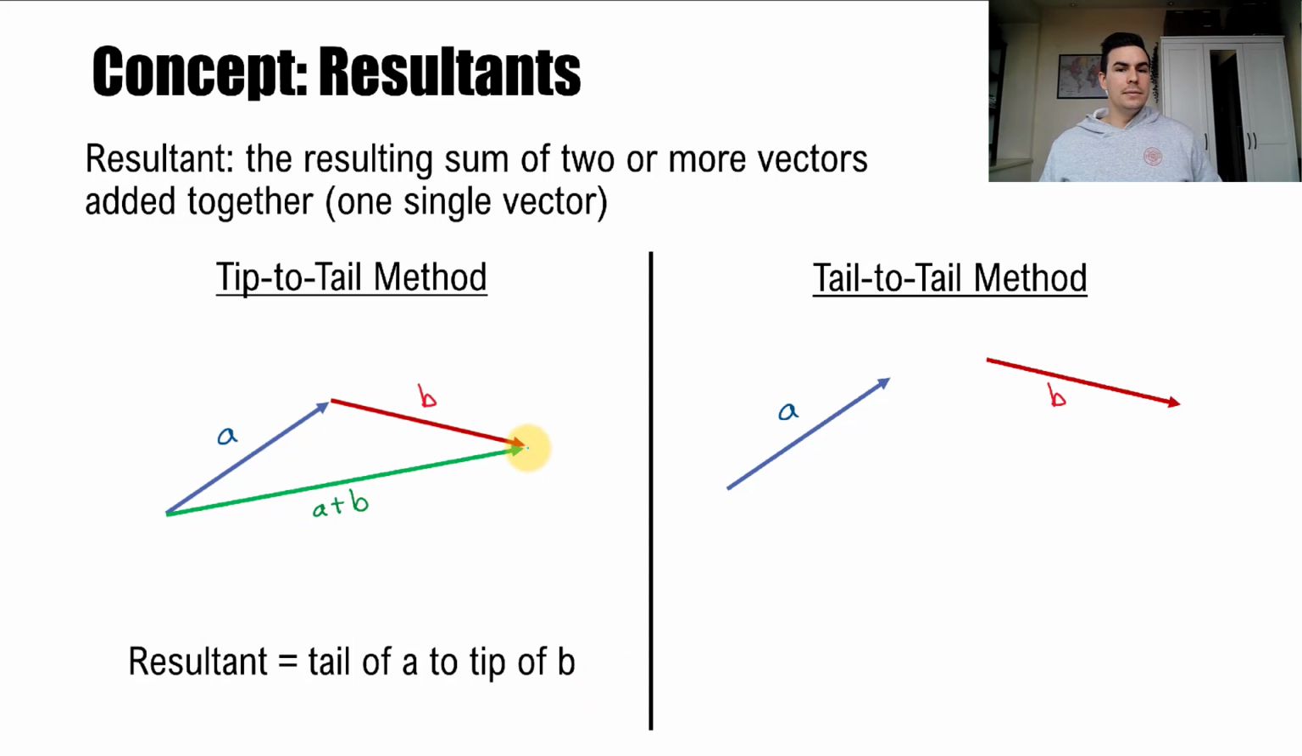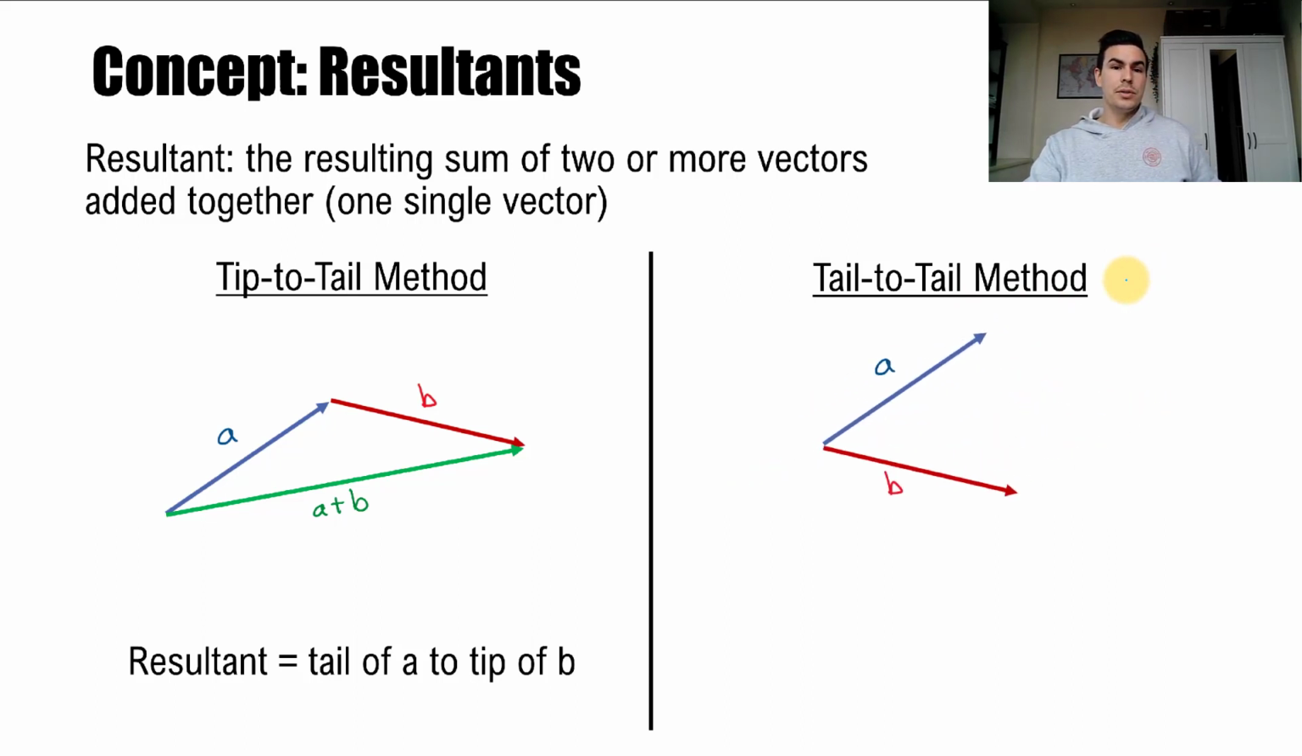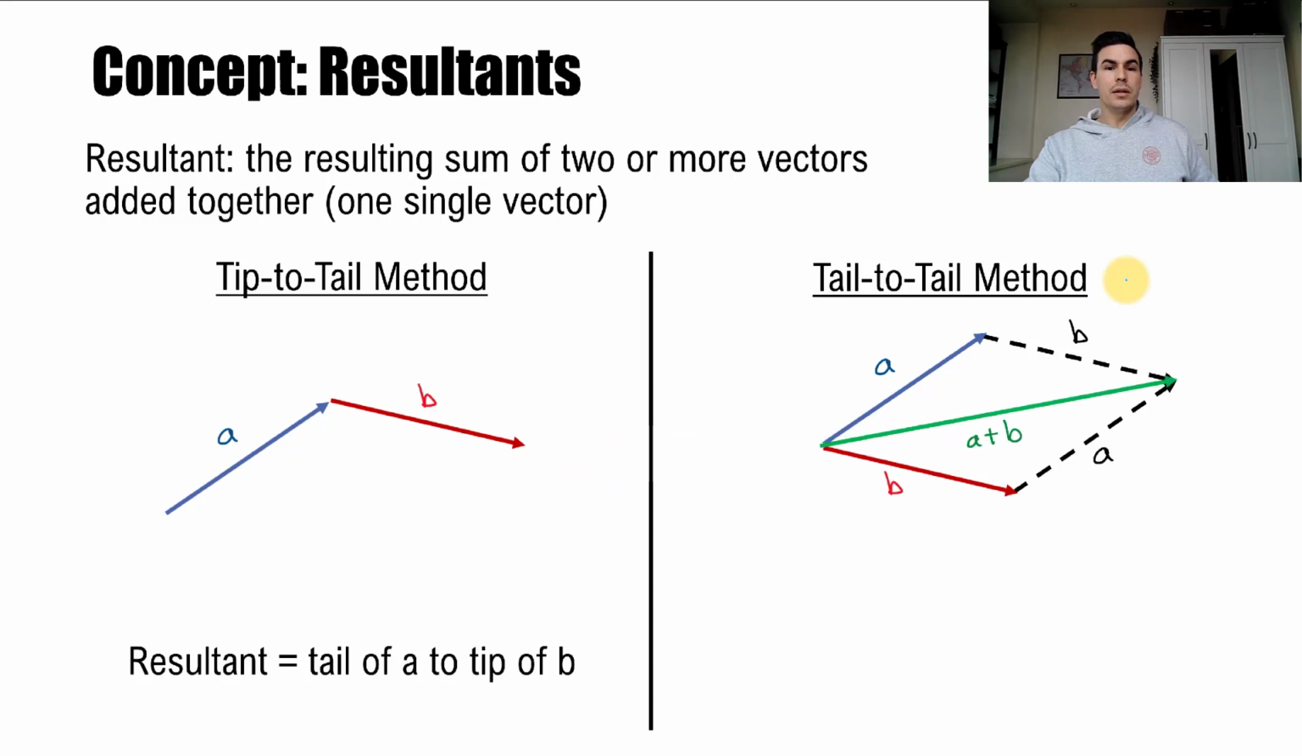Okay, and another method here is called the tail-to-tail method, also known as the parallelogram method. Okay, so to do this, we're going to take the tails and align them. Again, not messing with the magnitude or the direction of our vectors. And then we're going to draw in a couple more reference vectors here. And you can see it creates this sort of parallelogram of vectors, all right? And to find our resultant vector, we would just go on the diagonal of this parallelogram here.